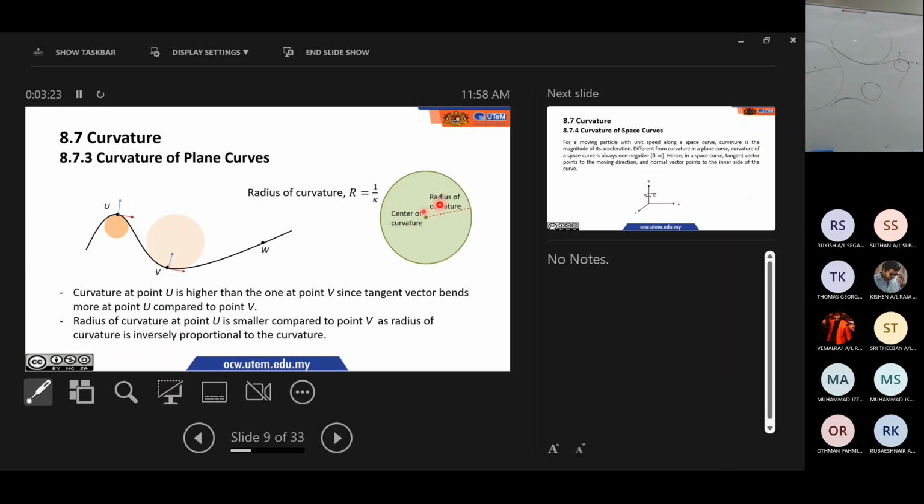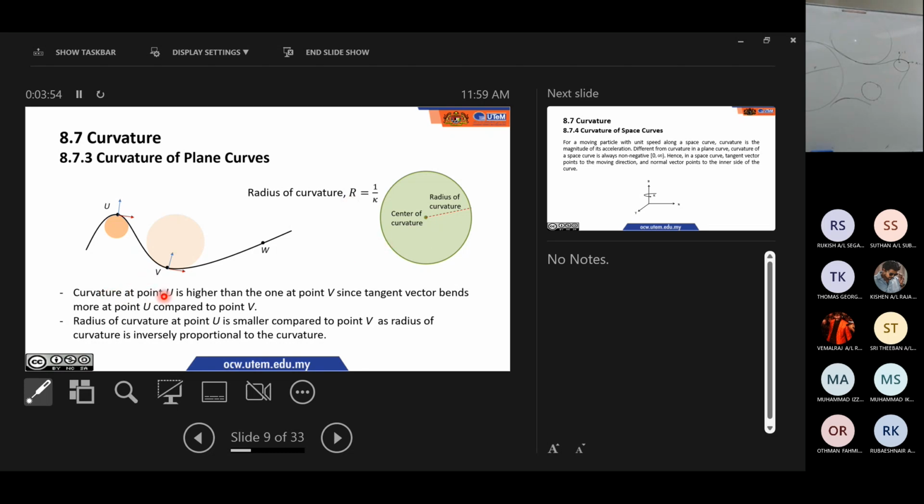This one I've already explained: the radius of curvature. The radius of the oscillating circle, we call it the radius of curvature. So the radius of curvature is inversely proportional to the curvature. Radius equals 1 over kappa. So the bigger the curvature, the smaller the radius.